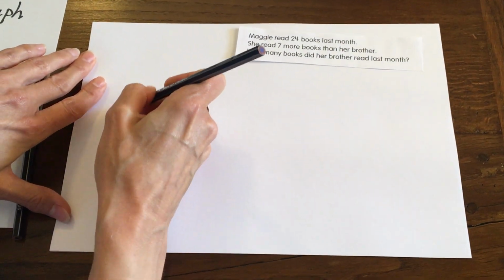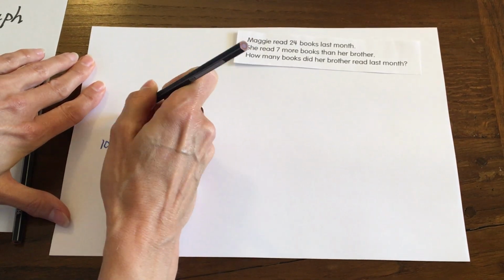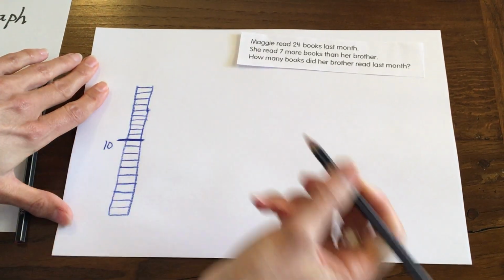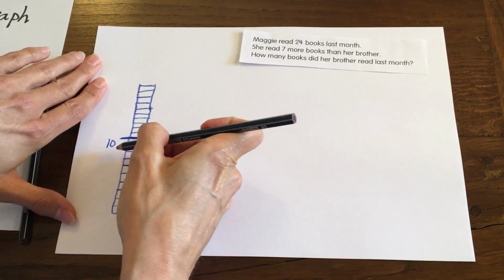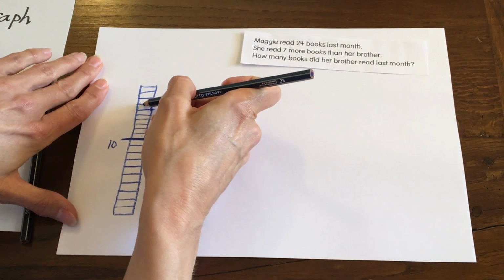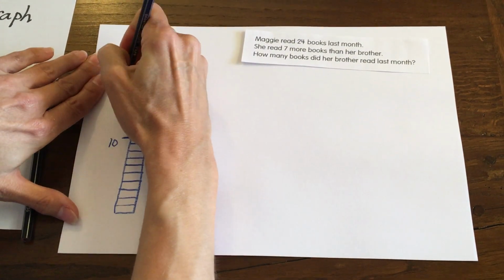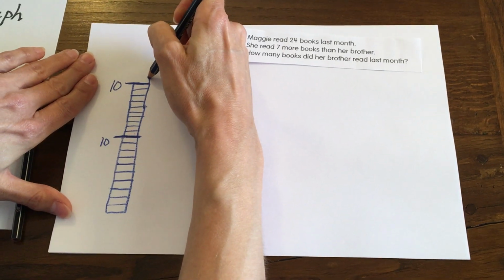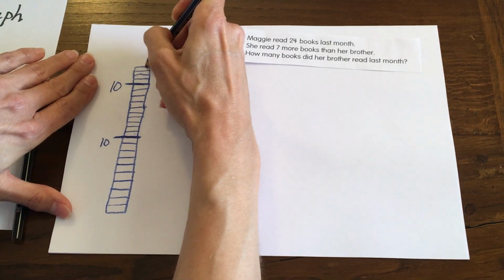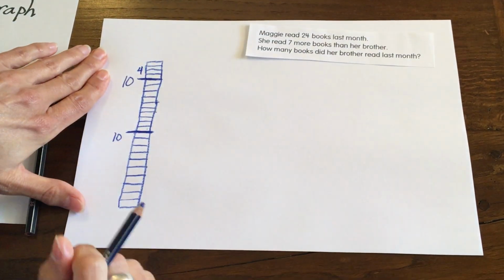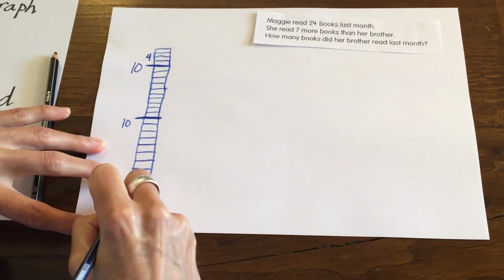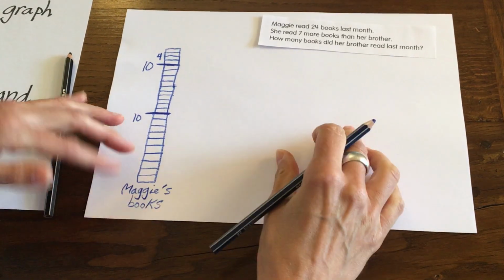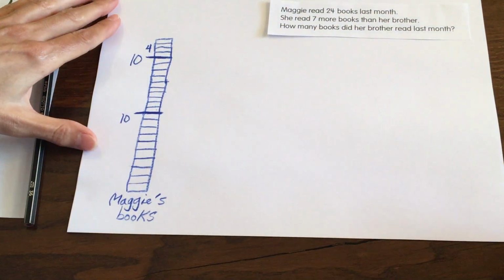Okay, 1, 2, let's keep going a little higher. 3, 4, 5, 6, 7, 8, 9, 10. I'm trying to make my books all kind of the same size. So we have 10 here, 2, 4, 6, 8, 10. Here's another 10. I'm going to label that. Maggie read 24 books. Oh, we still need that extra 4 ones. So 1, 2, 3, 4. I'll just put a 4 there so I remember. And these are Maggie's books. So it's kind of a picture, kind of a bar graph. I guess it's a picture graph.